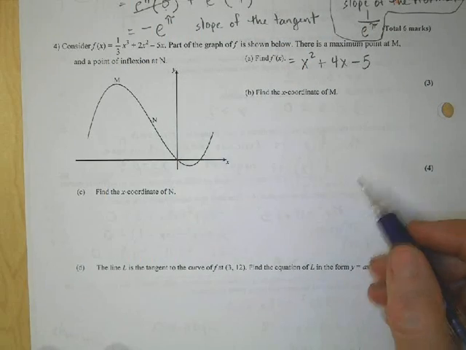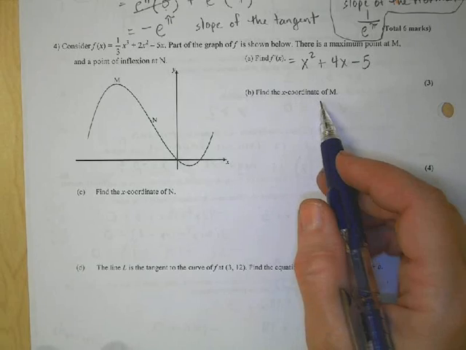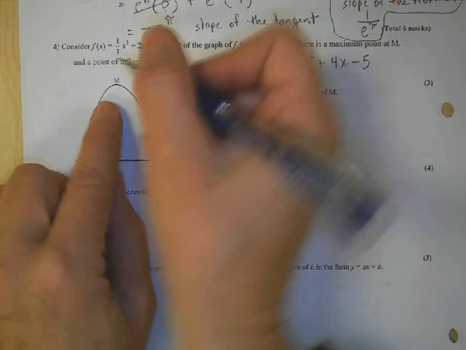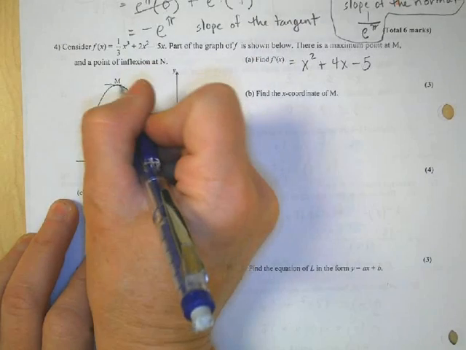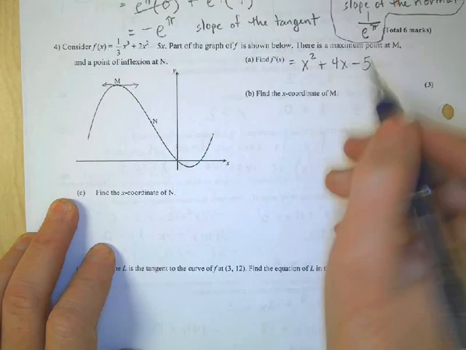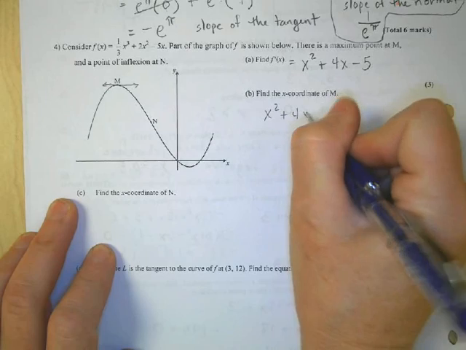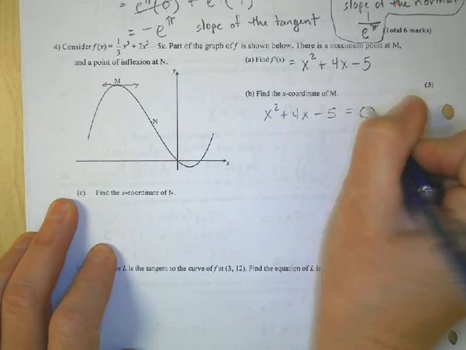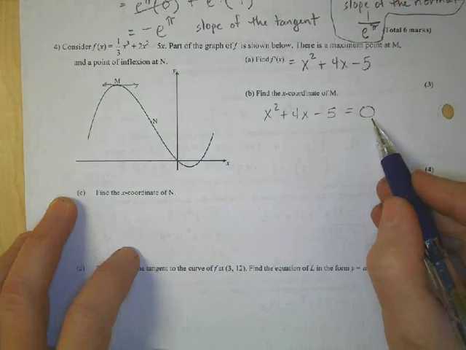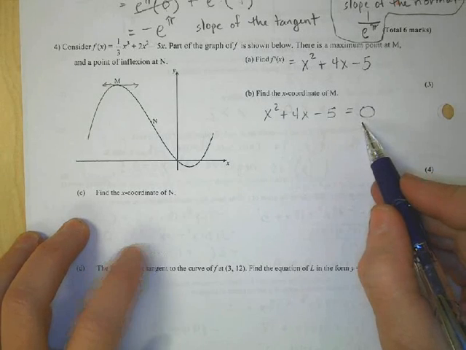Now it says find the x-coordinate of m. So we know here that the tangent line has a slope of 0, so this is my gradient function. So I want to know, when does this equal 0? It's really important that you write equals 0, that you complete your equation before you start solving.